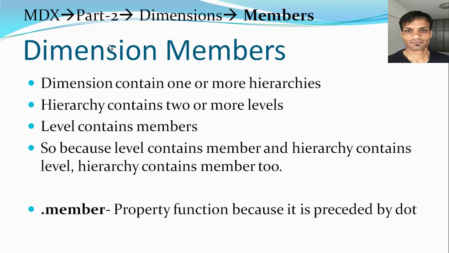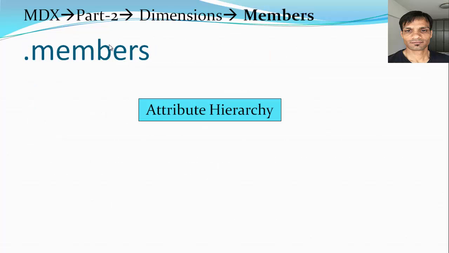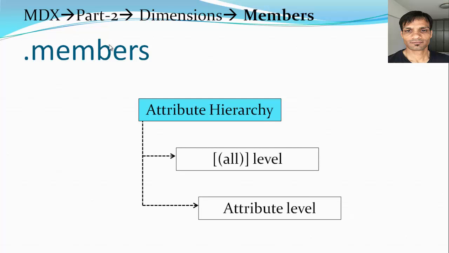To access members of a dimension or level, we can use the .members function. It is a property function because it is preceded by a dot. In the next two slides, I'll show you how the .members function works on attribute hierarchy and user hierarchy. First, we will see how it works on attribute hierarchy. As you know now, by default, an attribute hierarchy has two levels, the all level and the attribute level. When you use the .members function on an attribute hierarchy, it will return each and everything. To prove this, let me write this query.